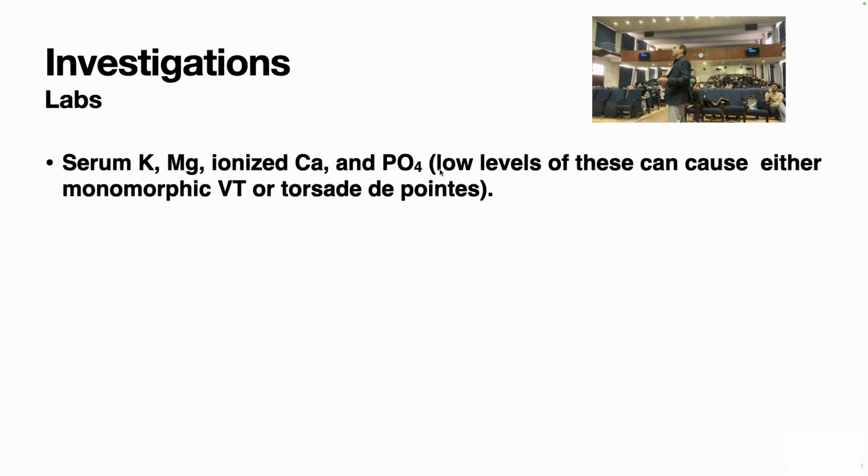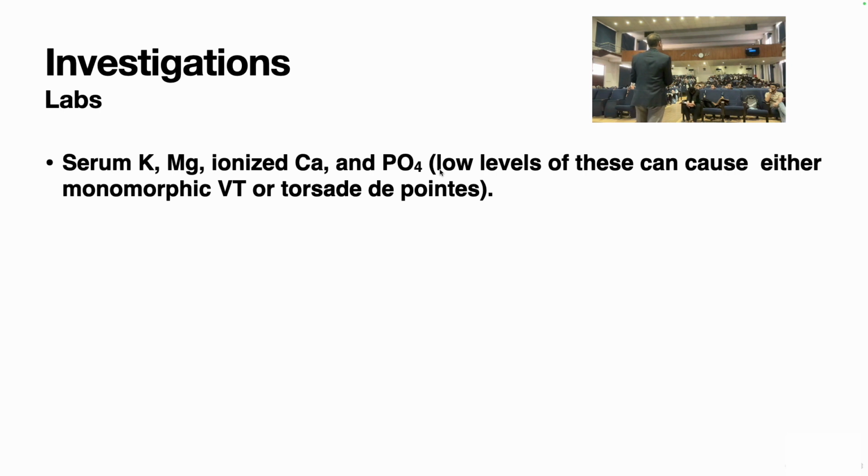Labs, you need to have electrolytes, magnesium, calcium, phosphates, because they can produce different types of arrhythmias. One of these is torsade de pointes. What is this? What arrhythmia category does this fall in? It's a ventricular rhythm. And again, this rhythm is quite serious because it also results in failure of the heart to produce any cardiac output. And this has to be differentiated from ventricular fibrillation.